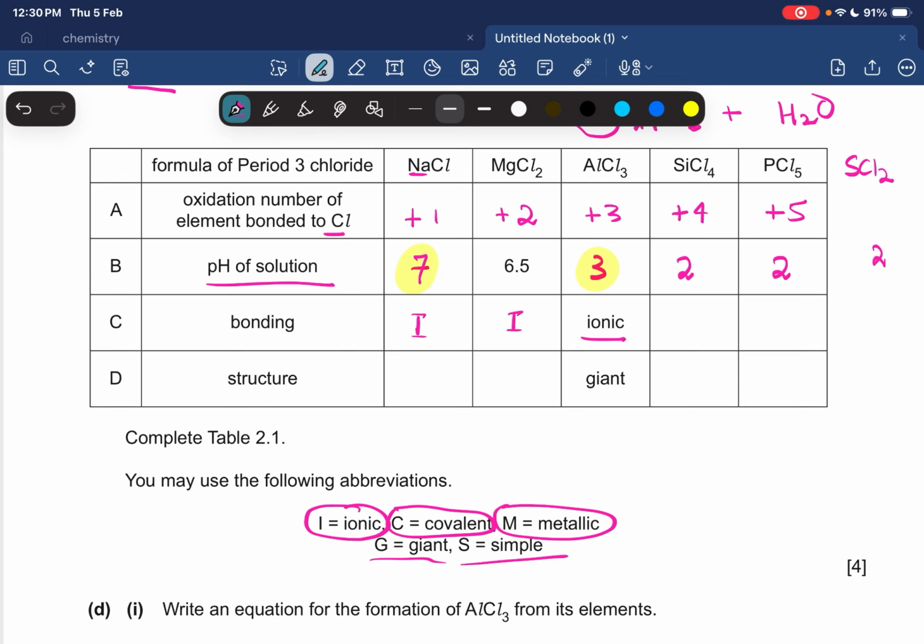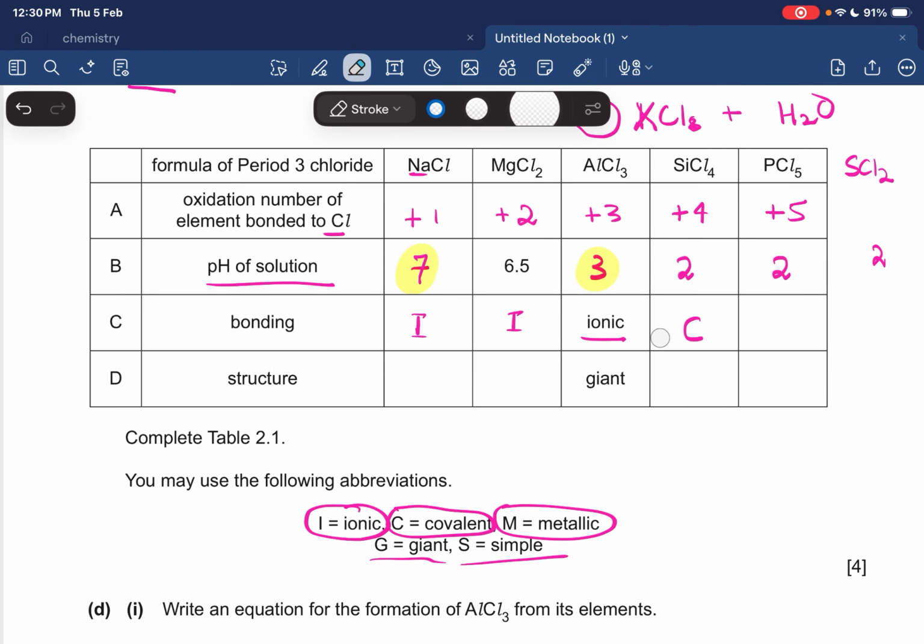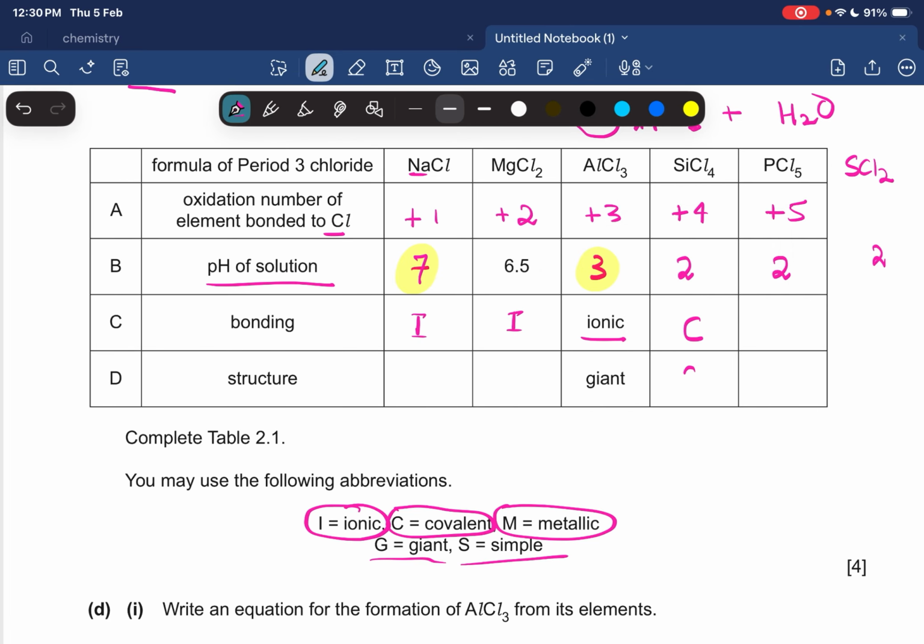SiCl4 is definitely going to be simple molecular, so we're going to say simple covalent. But for structure, we're going to write simple, right? Over here, the bonding is only going to be covalent. Structure is going to be simple because two nonmetals are covalently bonding to each other. Simple covalent. PCl5, firstly, it's going to be covalent, then it's going to be simple. This is going to be giant, because they're giant ionic structures, right?